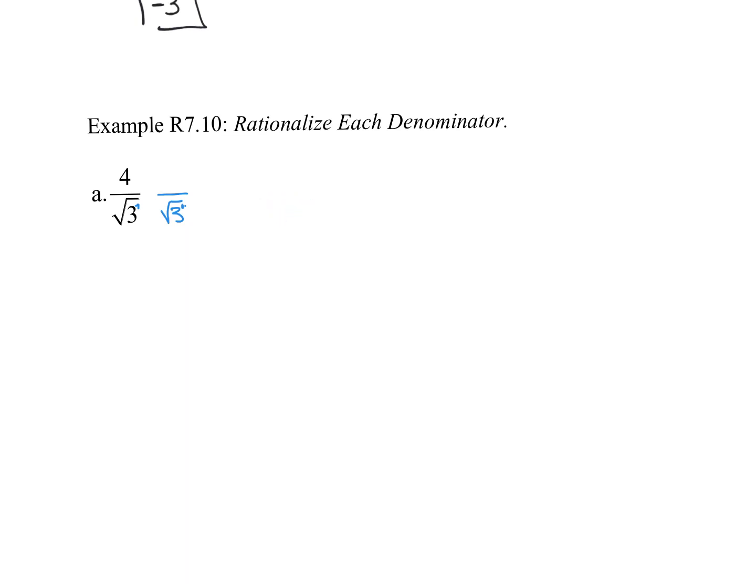Hold on to that thought. It's going to be helpful in the next problem. And so if I multiply the root 3 on the bottom, I have to do the same thing on top. So it's like multiplying by 1. So I get 4 root 3. Root 3 times root 3 just becomes a 3.